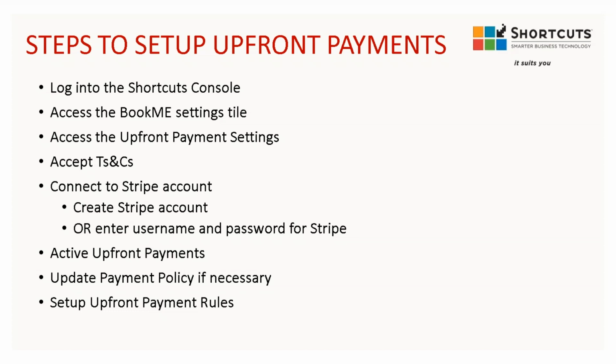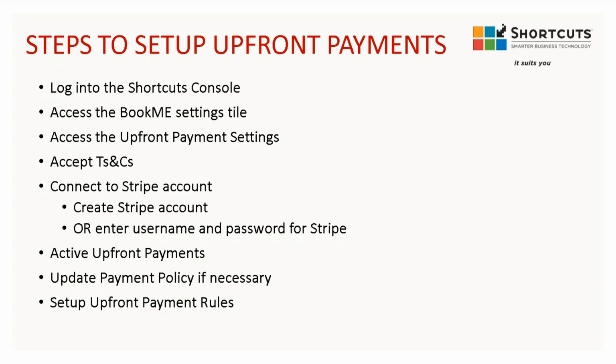Once we do that, you log into the Shortcuts console. You access the Book Me settings tile. Access the upfront payment settings section. You will then have to accept the T's and C's, and then you'll connect your Stripe account. So you will either create a Stripe account if you don't have one already, or if you do have one, you'll just simply enter your username and password for Stripe.